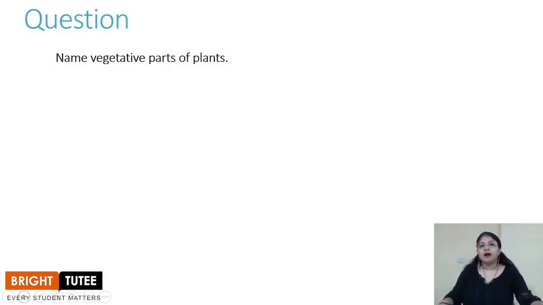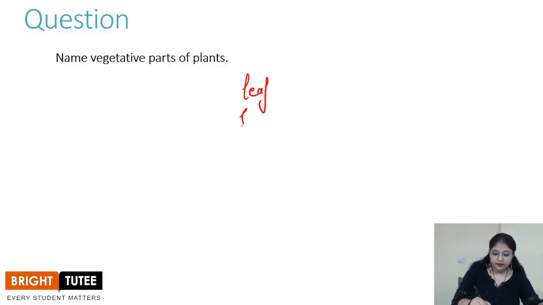Name the vegetative parts of the plant. So vegetative parts of the plants are leaf, stem, root and vegetative bud.